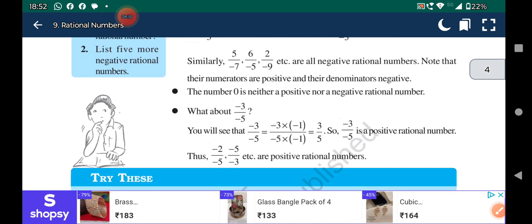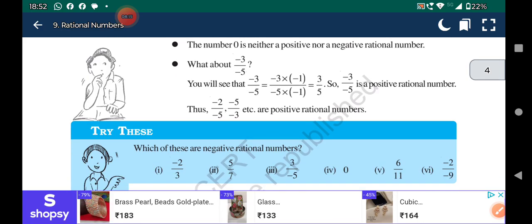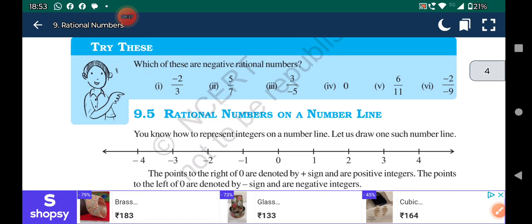Note that their numerators are positive and their denominators negative. The number 0 is neither a positive nor a negative rational number. What about minus 3 by minus 5? You will see that minus 3 by minus 5 equals minus 3 into minus 1 by minus 5 into minus 1, which equals 3 by 5. So minus 3 by minus 5 is a positive rational number, and thus minus 2 by minus 5, minus 5 by minus 3, etc. are positive rational numbers.